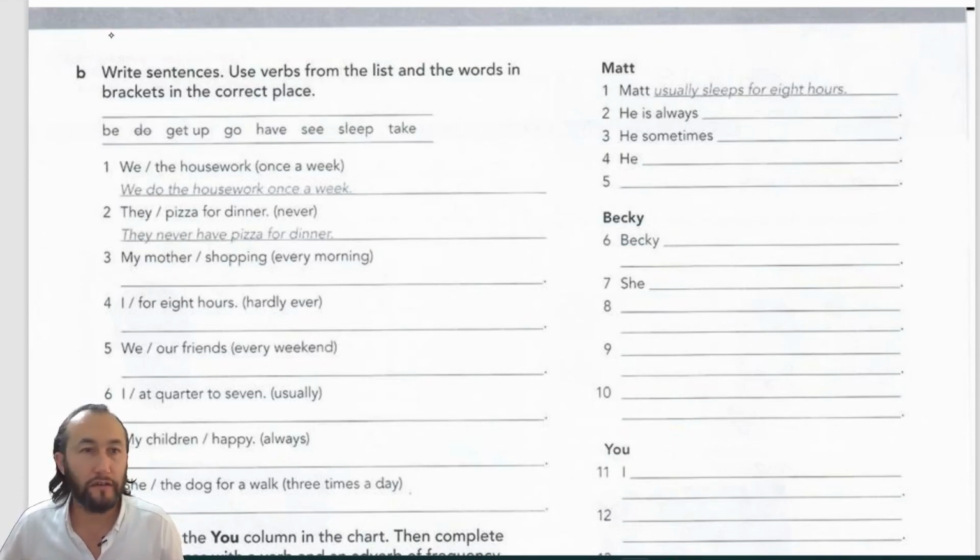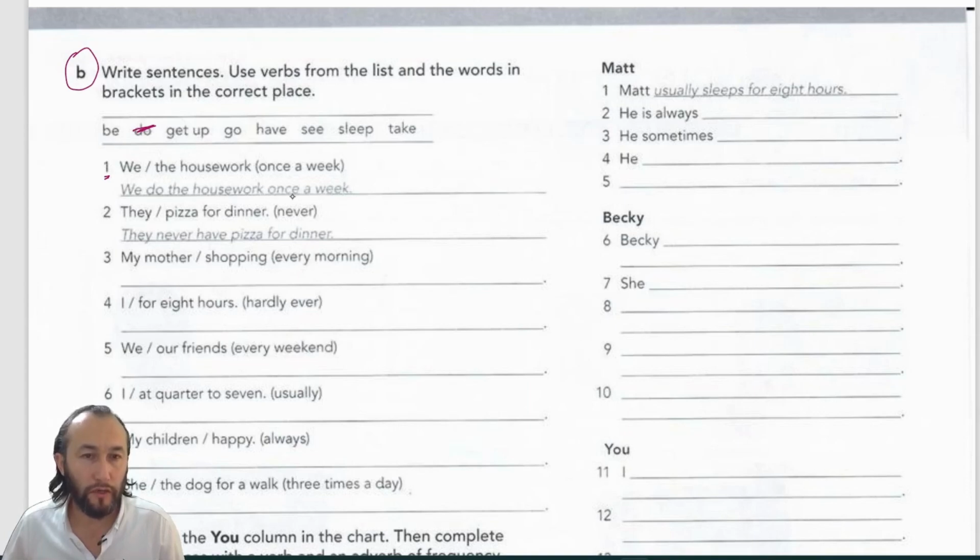So let's get started. B, write sentences. Okay, we're going to do that. Use verbs from the list and the words in brackets in the correct place. As you can see, number 1 is done for us: we the house once a week. It's about how to use the expression and adverbs of frequency in a sentence, right? So we do the housework once a week.